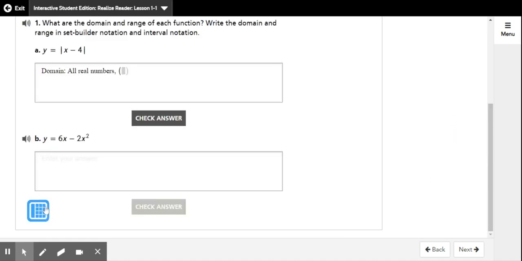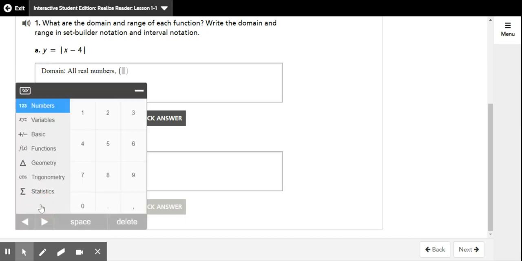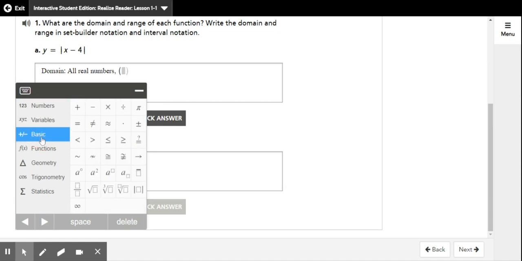This button right here is how you're going to be able to input characters like infinity or anything else that was not on your keyboard. So I'm going to hit that button. Let's see, where's infinity? Variables, basic. All right, so infinity is under basic, that button right there. So I want to put a negative sign first, then infinity, then a comma. I have to go hit the cursor again, and then infinity again, and that's it.